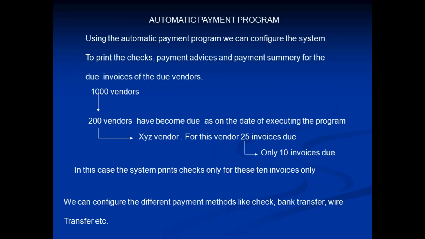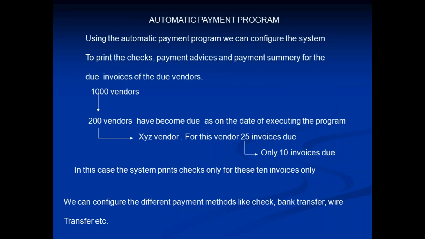If any cash discount is there, the system will also show the gross amount and net amount in the payment advice. The system will print it along with the checks. It will also print your payment advice and payment summary. The payment summary is an internal document which we can share with the bank, so the bank will process the payment for our checks accordingly.